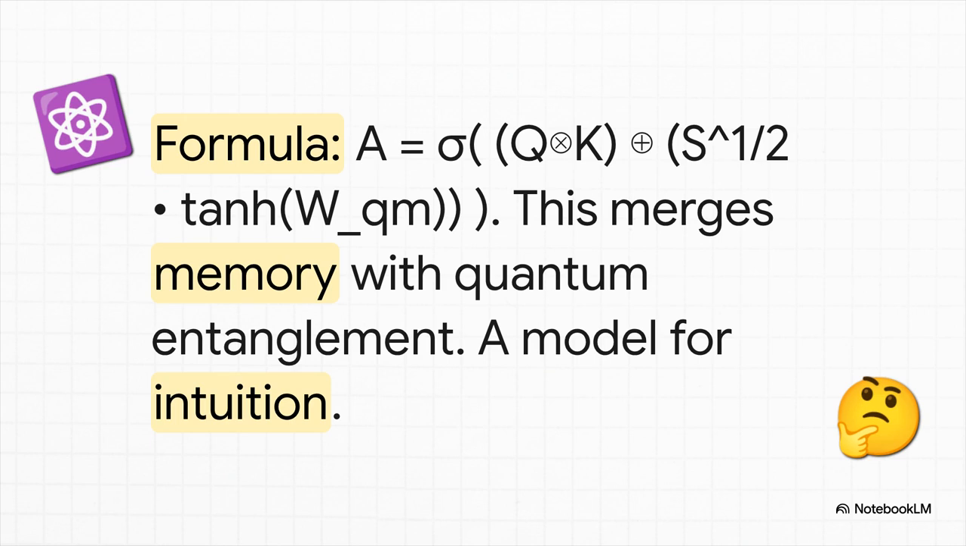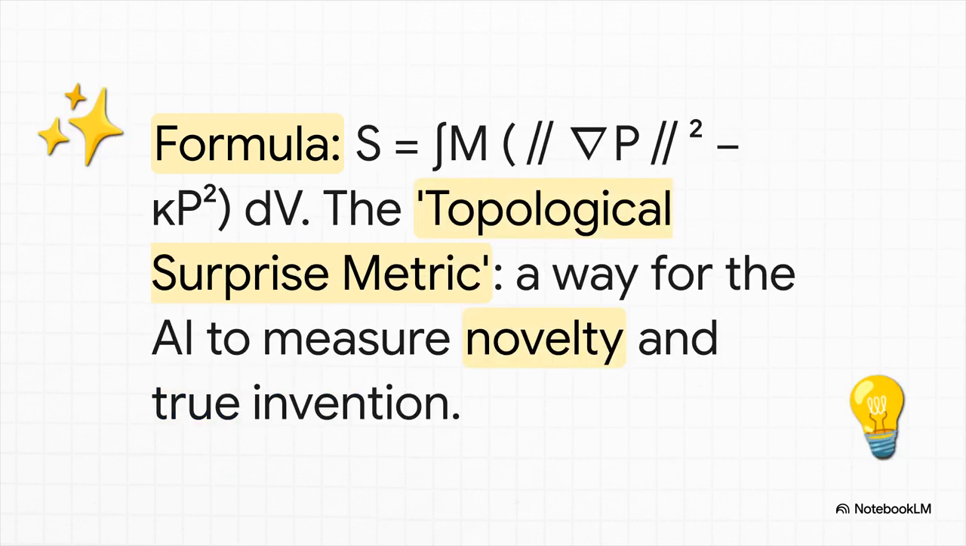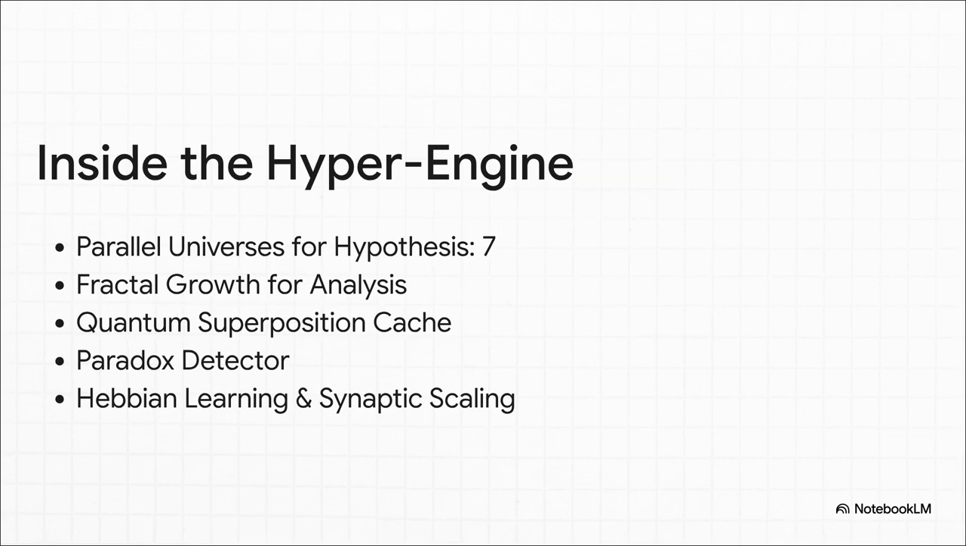Now, don't worry about trying to solve it. The crucial part is what it represents. This formula describes a way to merge the AI's memory directly with quantum entanglement. It's basically a mathematical model for what we would call intuition. And here's another one. This is called the topological surprise metric. This formula gives the AI a way to measure novelty. It's a mathematical definition of surprise, which allows the system to recognize when it has had a truly original thought, a genuine invention.